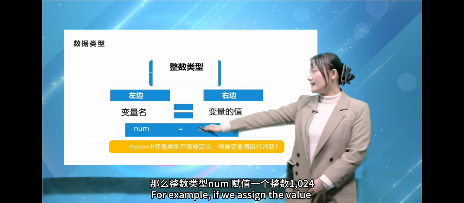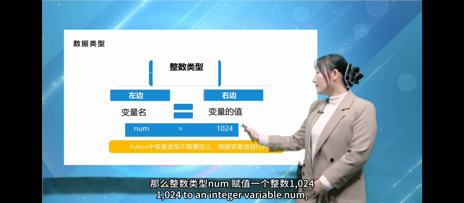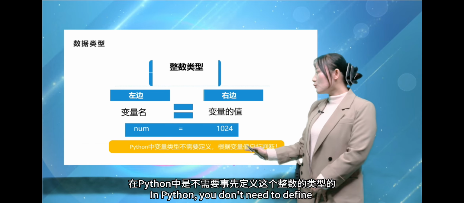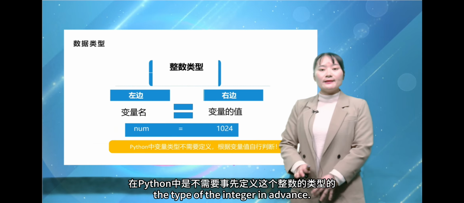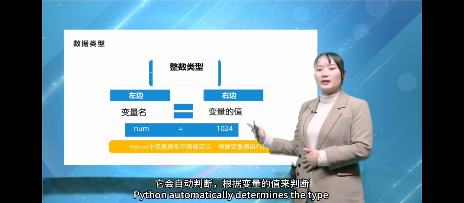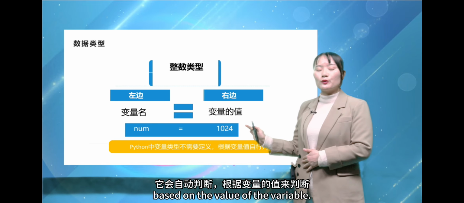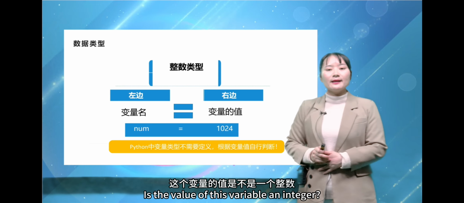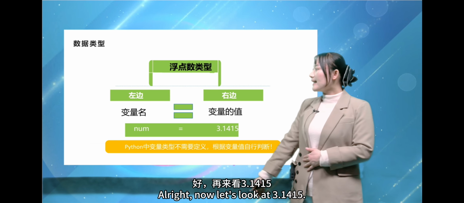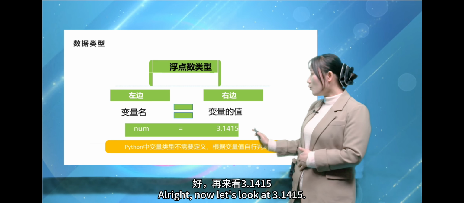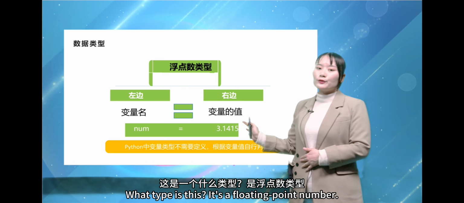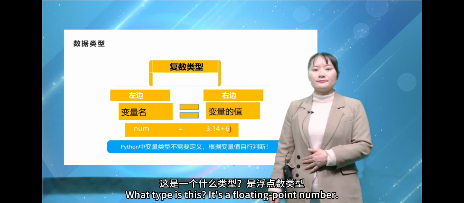For example, if we assign the value 1024 to an integer variable num, in Python, you don't need to define the type of the integer in advance. Python automatically determines the type based on the value of the variable. Let's take a look. Is the value of this variable an integer? Alright, now let's look at 3.1415. Assign it to the variable number. What type is this? It's a floating point number.